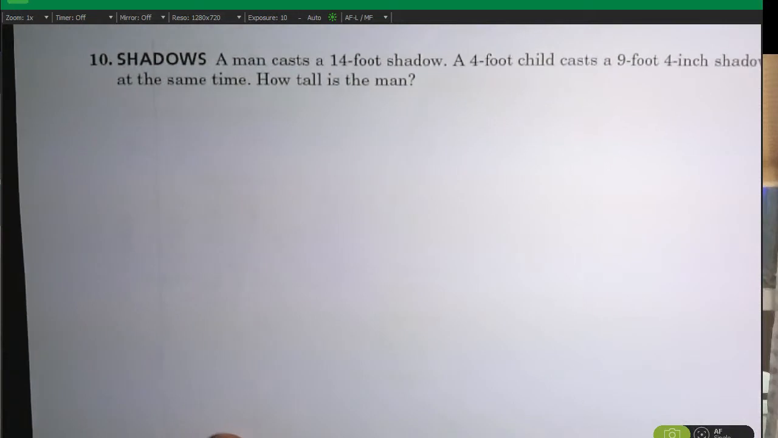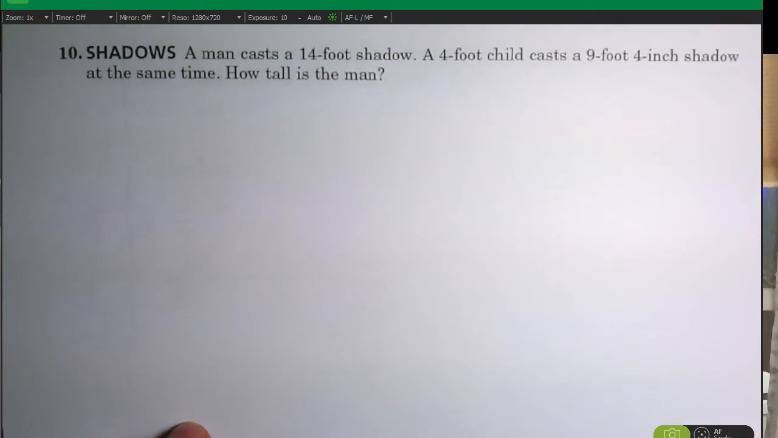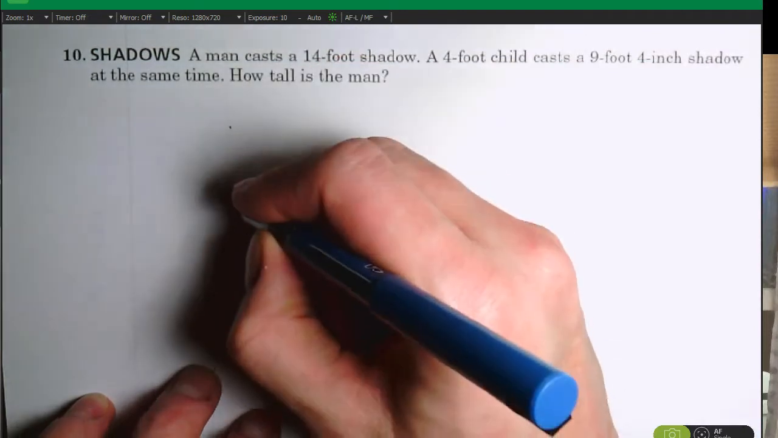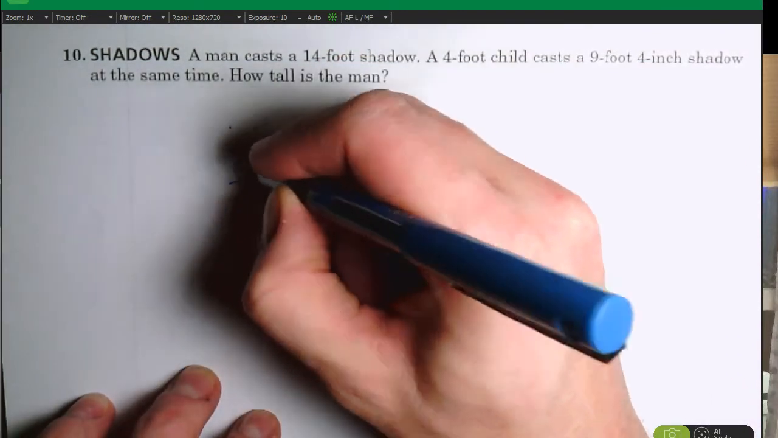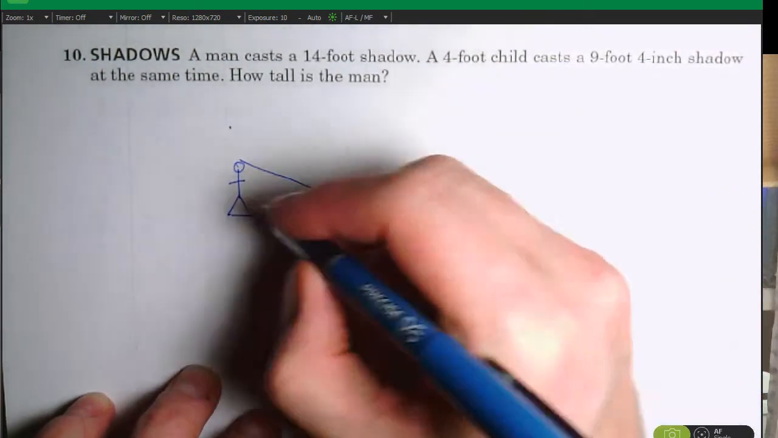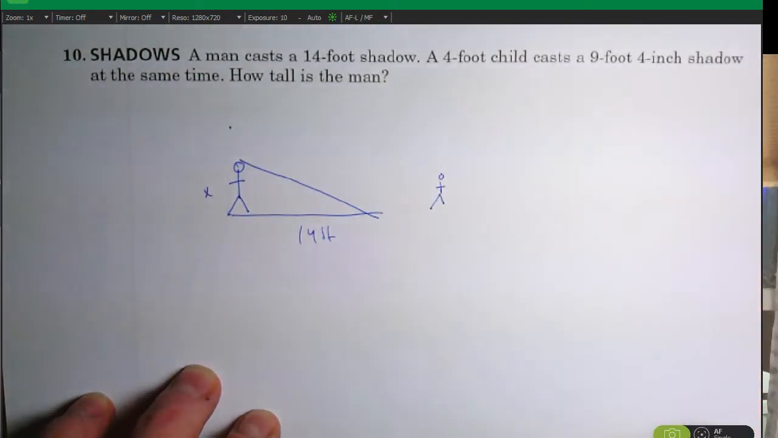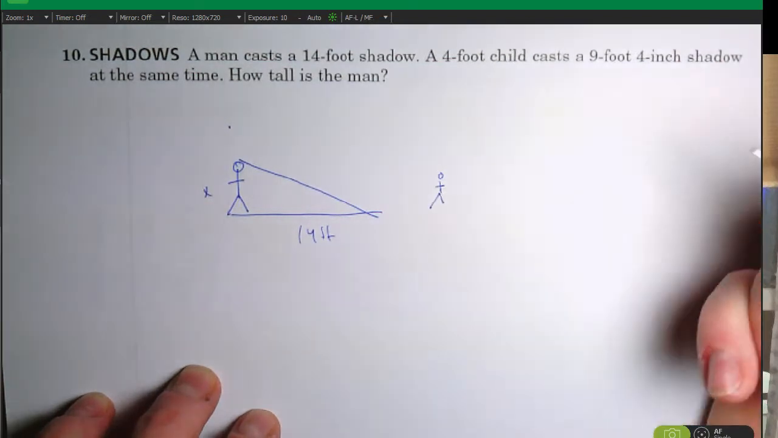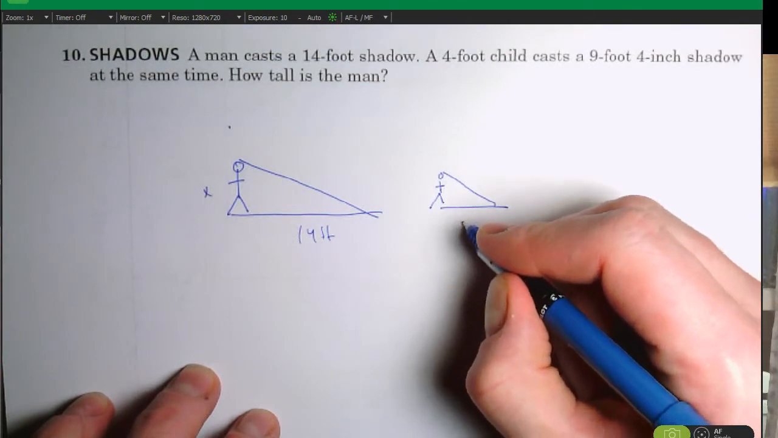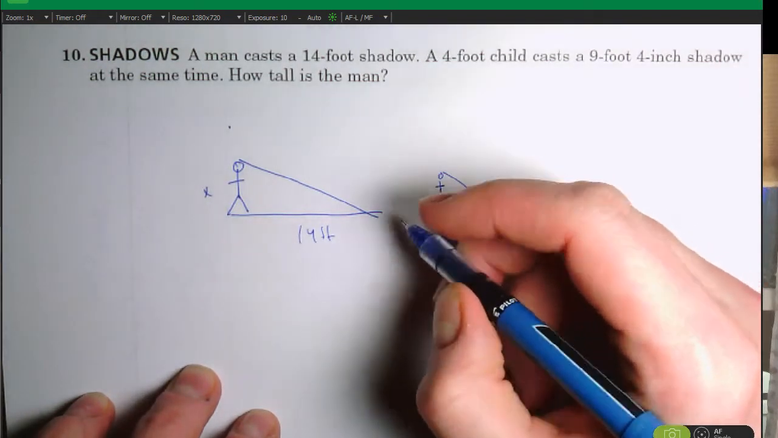So a man casts a 14-foot shadow. A 4-foot child casts a 9-foot 4-inch shadow at the same time. How tall is the man? Again, drawing this, we have a taller person casting some shadow that's, let's say, 14 feet. We don't know how tall the man is. And we have a little child, and unfortunately her body doesn't meet her legs. I can't draw. And this is a 9-foot 4-inch shadow, and the child is 4 feet tall.